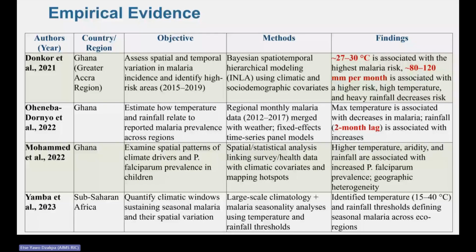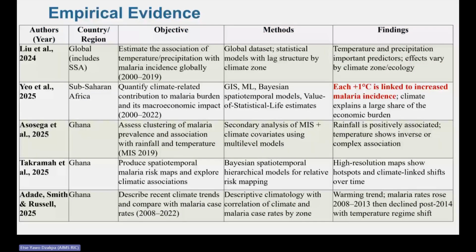Based on those studies, we identify clearly that the climate impact on malaria cases also depends on the vector species. For example, if we are considering the falciparum species, the temperature impact might be different from when we are considering Anopheles gambiae. Those are the elements that we find from the empirical evidence, which also shows many methodological approaches used to assess the interaction between climate and health.